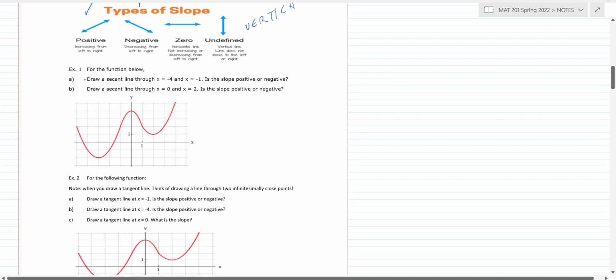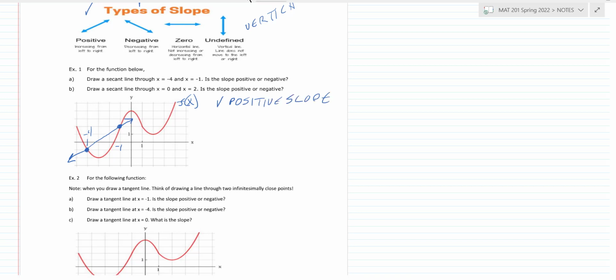So I'm going to go through this example 1. I've drawn a function on here, a graph of a function. We're going to draw a secant line through x equals -4 and x equals -1. So let's go to x equals -4, which is right here, and I'll put a dot on the function. And then let's go to x equals -1, which is right here, and then I'll go to the function like that. All a secant line is, is simply the line that connects those 2 points. So that would be your secant line, and that first one would have a positive slope because it's sloping upwards.